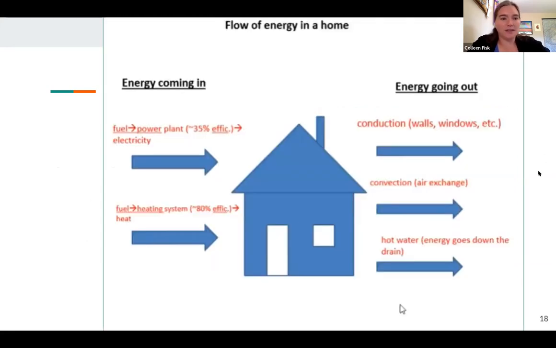So when you're thinking about a house, you have fuel that's coming in, like from a power plant for your electricity, and that's about 35% efficient. Depending on the plant, it could be up to 50% efficient if you have a very efficient natural gas power plant. We have a couple of those in the Anchorage area. But still, you're not getting a huge amount of efficiency there. Solar panels are around 20% efficient. I think they keep getting better, but still not great.